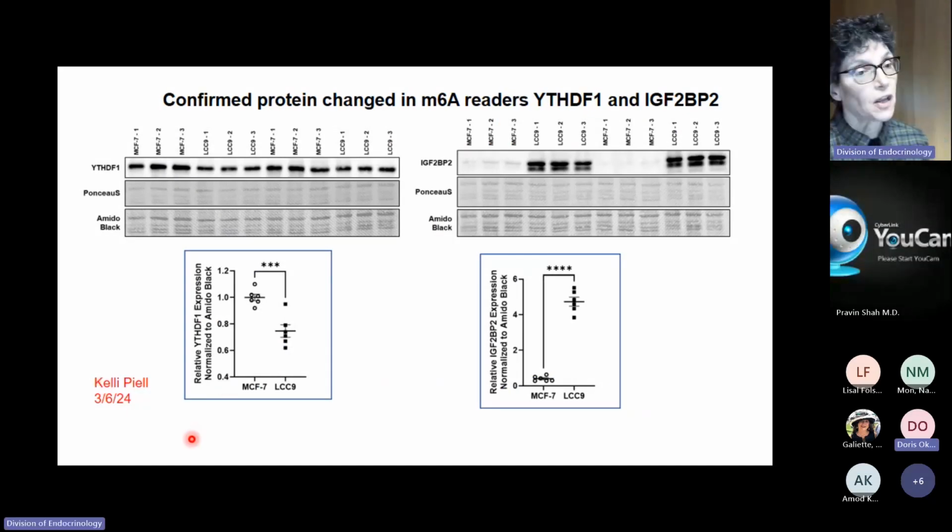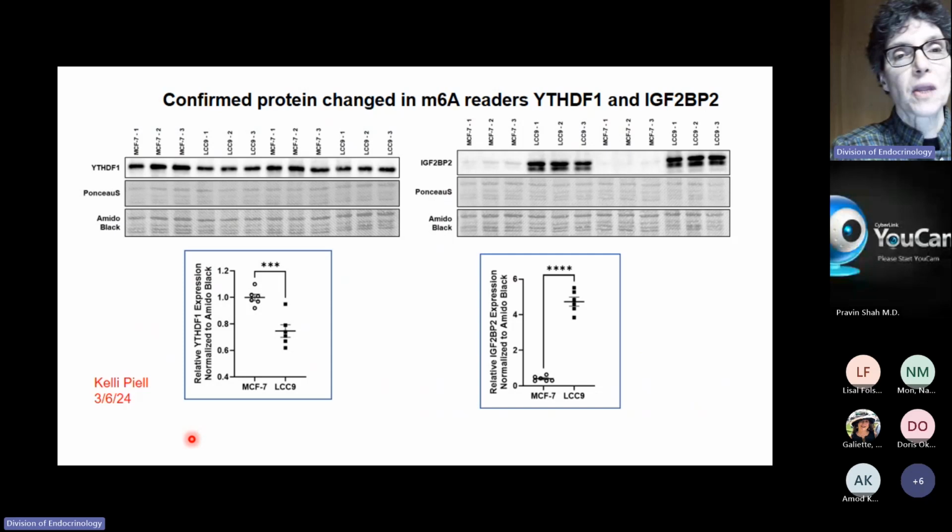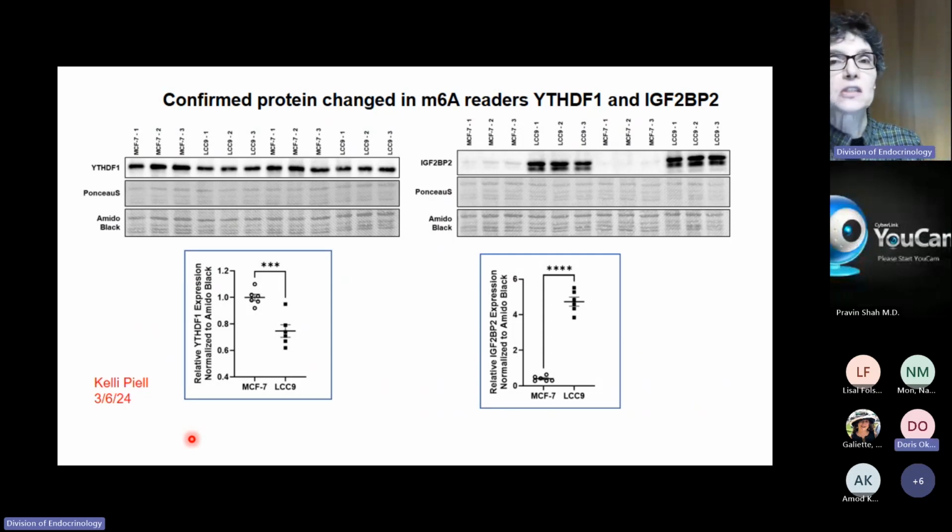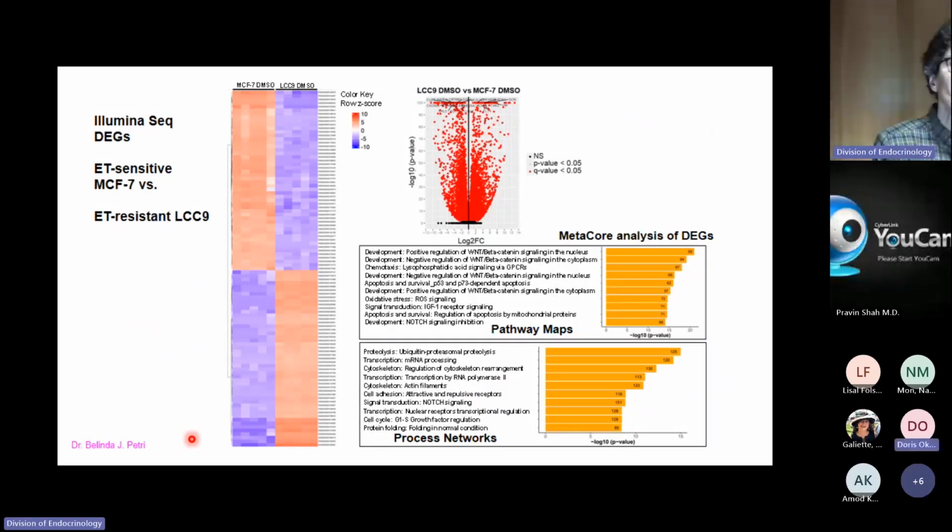Now, just today, and honestly, about 10 minutes before I came down here, Kelly Peel sent me some data on Westerns that she ran overnight, with a new undergrad in the lab, Tyler Brown, and I were rinsing and putting into secondary antibody this morning. What Kelly has done is to confirm that YTHDF1 is downregulated at the protein level in LCC9 cells, and IGFBP2 is upregulated in LCC9 cells. So that agrees with the transcript abundance that was detected in the differential gene expression that Belinda figured out.